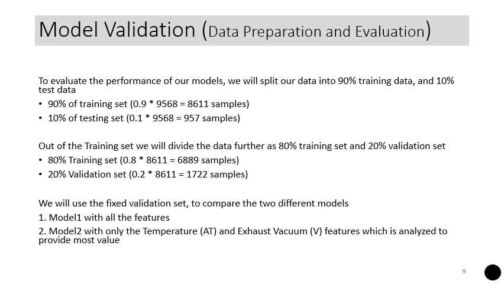Then we'll split the training set into a sub-training set and a validation set with the split of 80% and 20% respectively. We'll use a fixed validation set with the 20% of validation data, which comes to close to 1722 samples. We have big enough data samples to go ahead with a fixed validation set instead of k-fold cross validation, which could have been an option for a small data set.